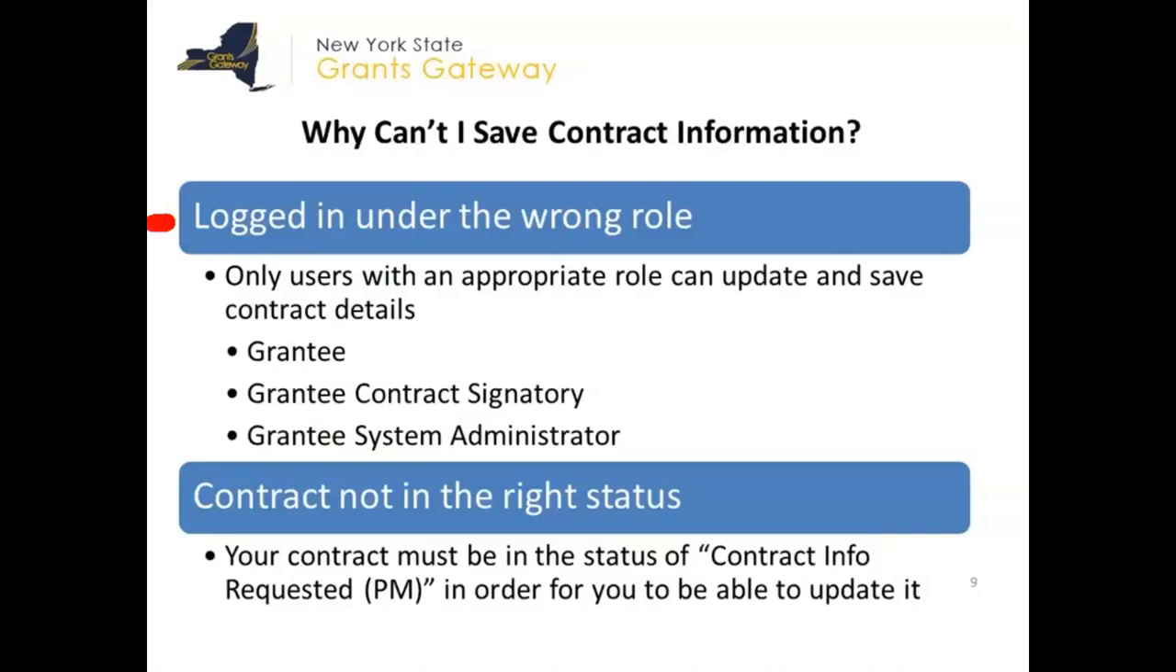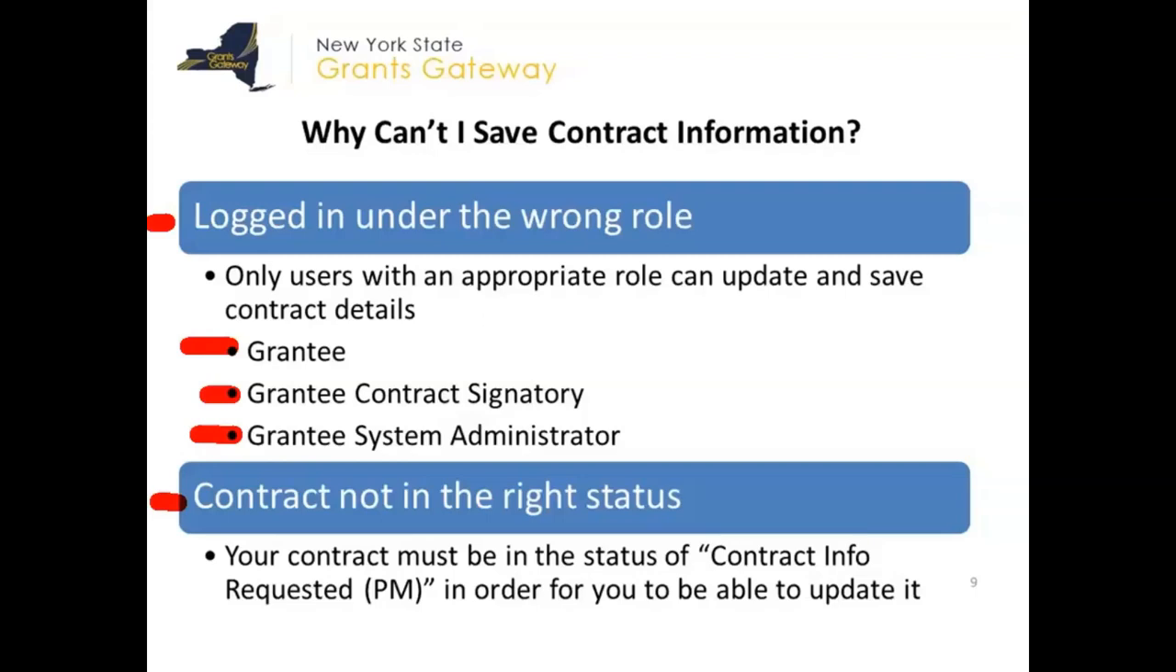So again, only the users with these accounts, grantee, grantee contract signatory, or grantee system administrator, can actually access and work in a contract and save their changes. So reason number 2 would be the contract is not yet in the right status. We're telling you this information right now, but I know none of your contracts are ready to go yet. So if you were to log in later today in the right role and try to access your contract and do the things I'm about to show you, it won't work because you don't have it in the right status.